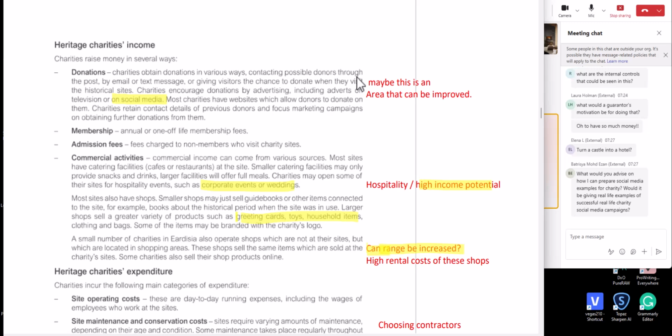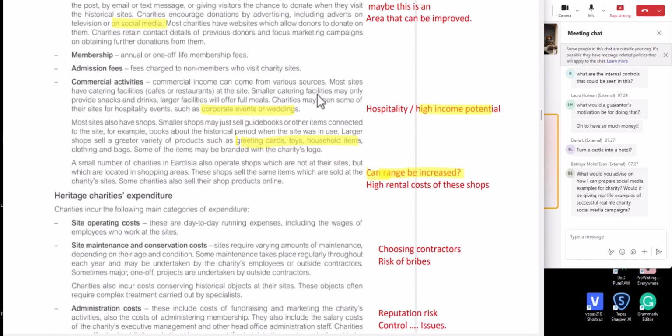So product development as well is looking at the stores, and looking at the range that they offer inside the stores. So there could be an opportunity to get a better range of products, and that could also be an income opportunity. So can the range be increased? Can we open up shops on the high street?